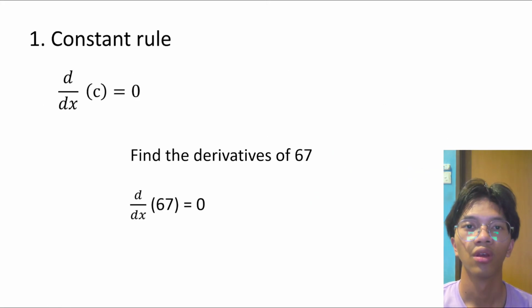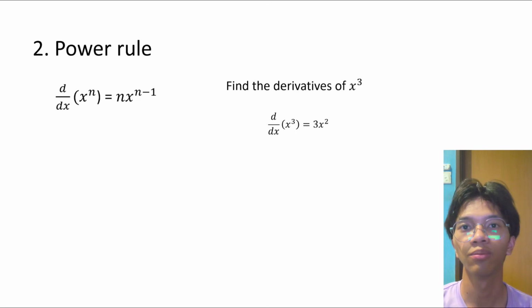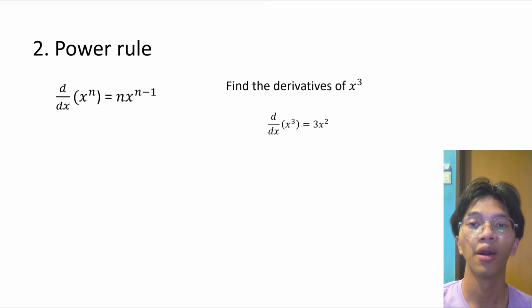One is the constant rule. A constant rule is basically if we want to differentiate a constant. So if you need to find the derivative of 6 or 7, it equals 0. Second is the power rule. Power rule is if you want to differentiate a variable with a power. So if we need to differentiate x power of 3, then it equates to 3x power of 2.